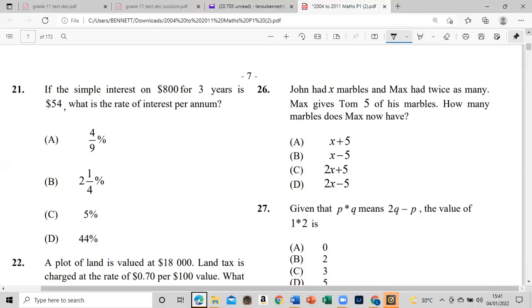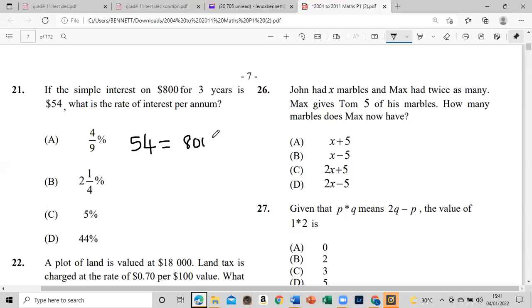If the simple interest on $800 for 3 years is $54, what is the rate of interest? Alright, so as we just wrote the formula up there, simple interest. So the simple interest they give us that. So we have to know when we get the simple interest, so we do, right? Principal of 800.